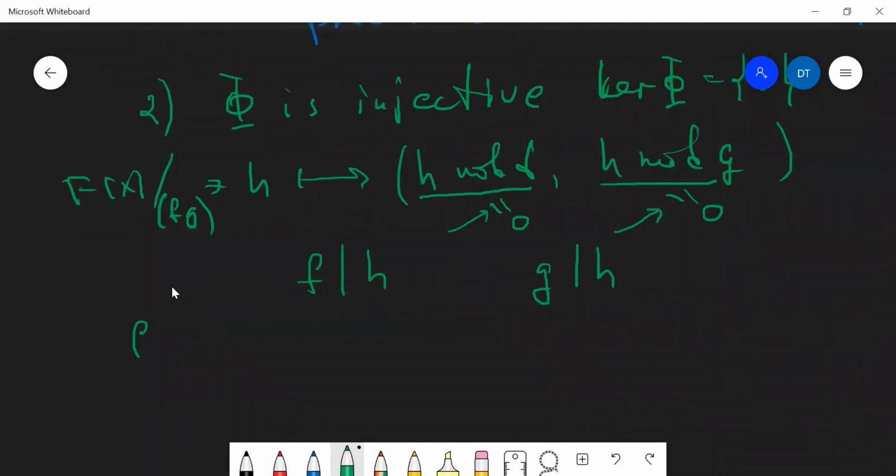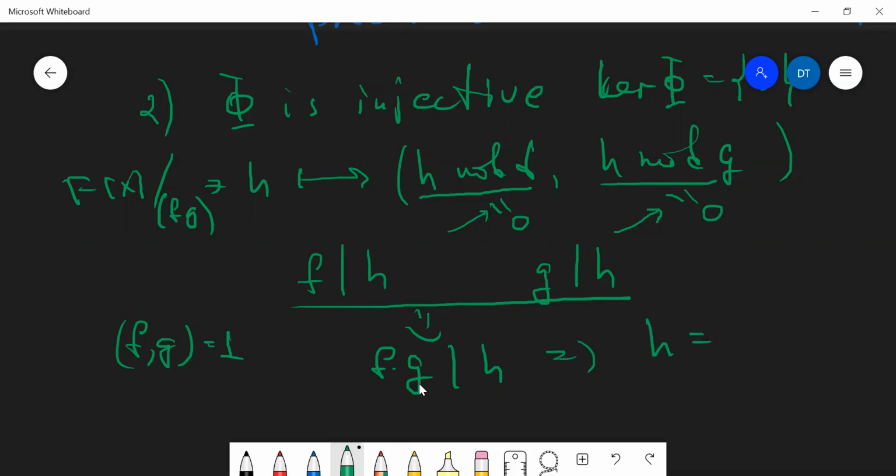By the hypothesis of the claim, f and g were coprime, and because of this, it follows that f times g divides h. But h was an element of this set. It was a polynomial of degree strictly smaller than the degree of f times g. So the only option here is that h is 0, and this proved the injectivity.